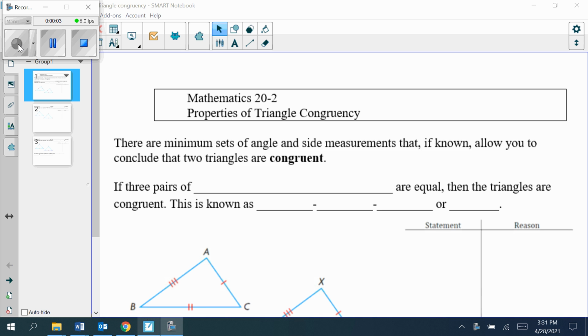Hey guys, this is the fourth lesson for Math 20-2 Angles and Triangles. It's just called Properties of Triangle Congruency, and so this will really lead into tomorrow's lesson, or next day's lesson, for proving triangle congruency. So we just need different properties that are important for it. So this will be kind of a short lesson, hopefully.